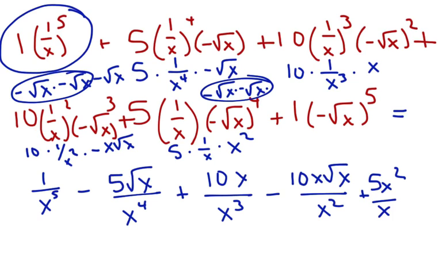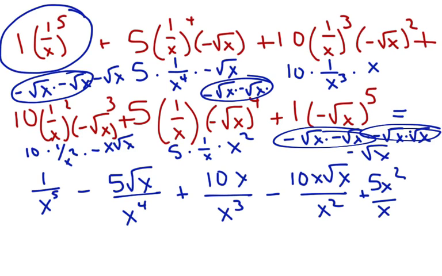And the last term, since there are 5 of these, it's going to be negative. This is x, and this is x, so it's x squared times negative square root of x. So it's going to be negative x squared square root of x over nothing, because there was no denominator here.